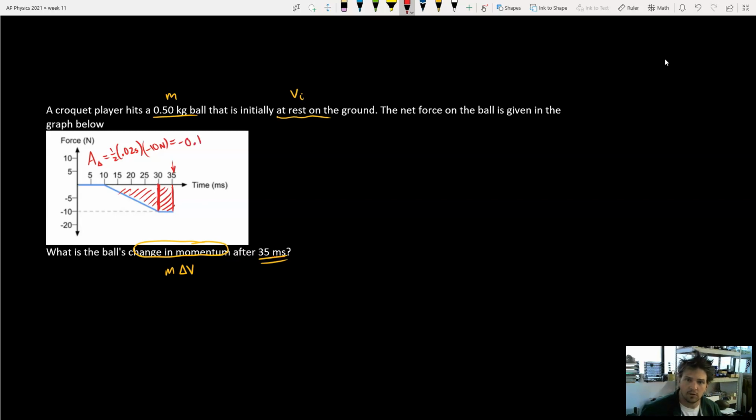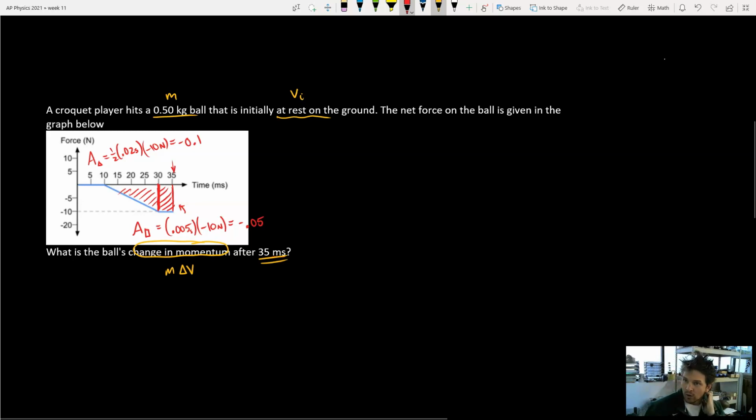That gives me an area of -0.1. Okay. This area for the rectangle right here has a base of 5 milliseconds, so 0.005 seconds, and a height of -10, which would give me -0.05.